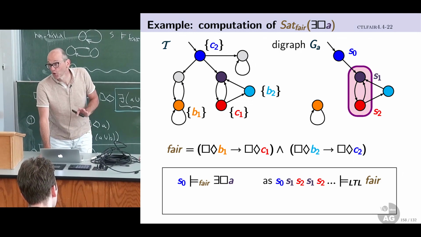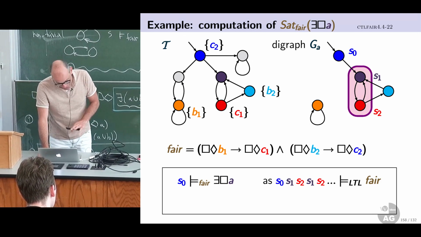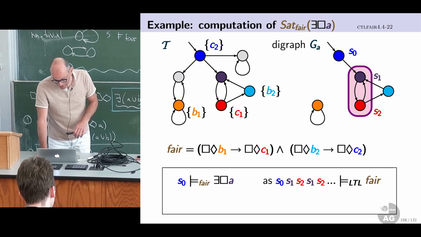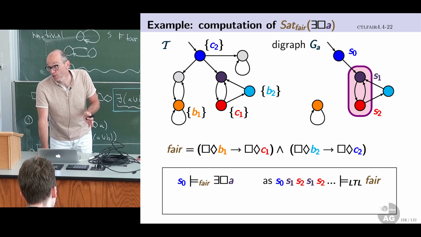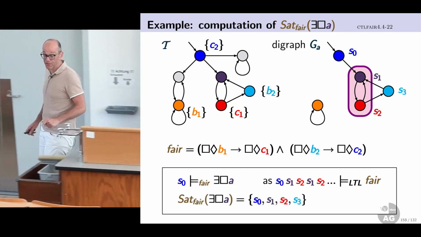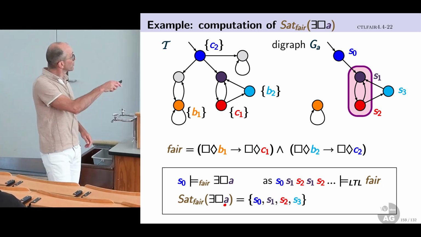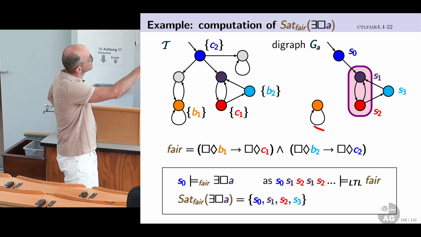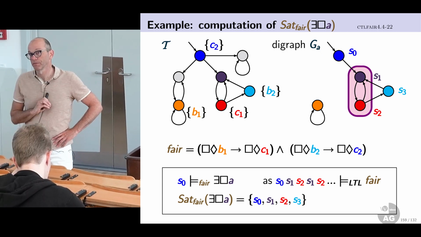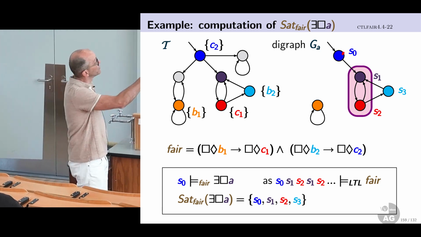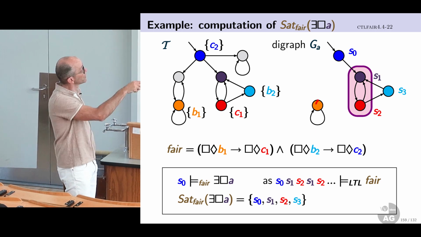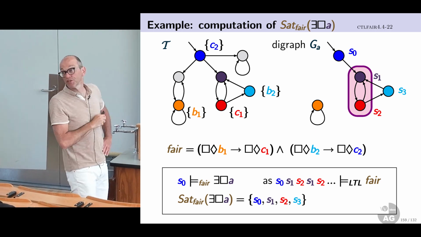Good. So the conclusion is still correct, despite my color blindness. That this is a fair path because we reach this cycle which is fair. That means that the set of states satisfying existential box A fair, you look at this subgraph and you look at all the states that can reach this fair cycle. Right? This one can reach the fair cycle, of course the points themselves on the cycle, but also S3. This one does not satisfy because it cannot reach the cycle.